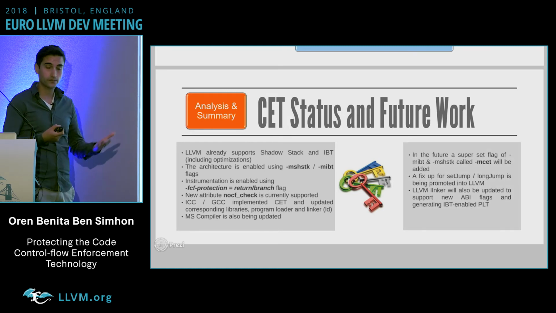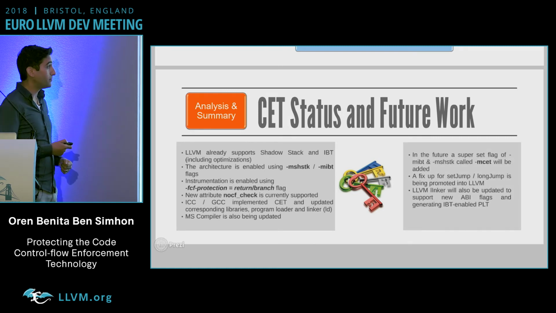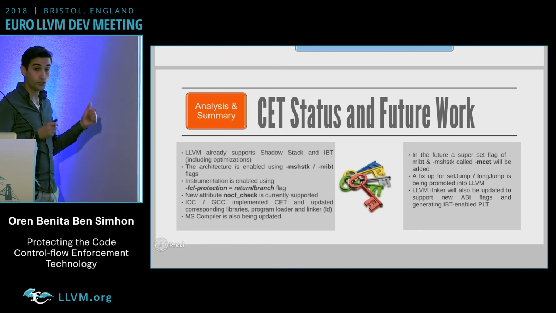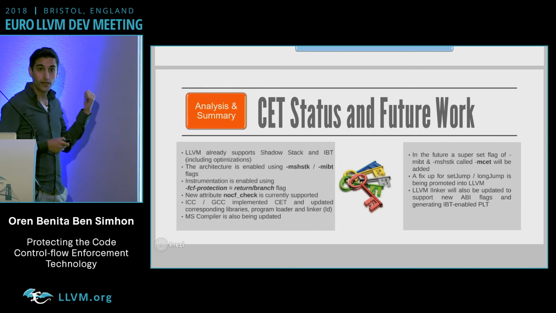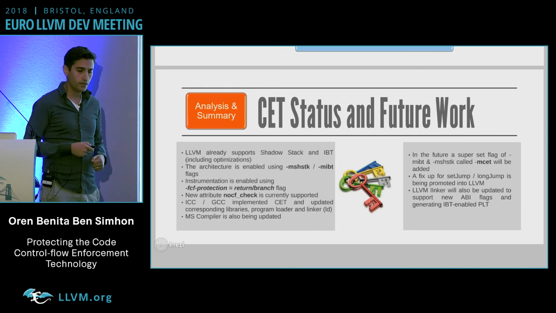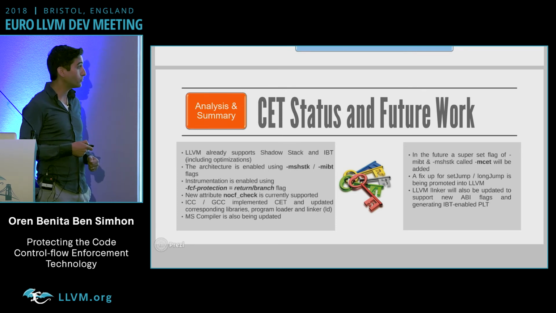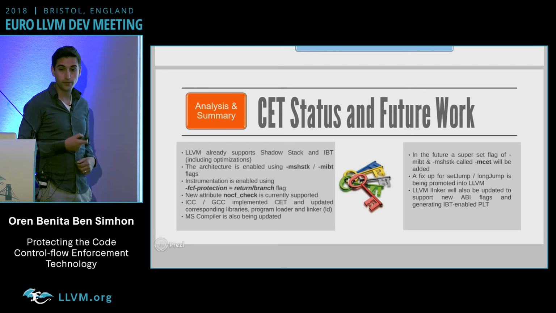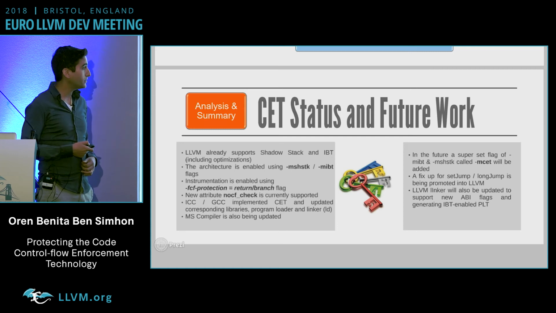What will we have next? -mcet is a superset flag for those two, -mibt and -mshadowstack. This will also be in the future. A fix-up for setjmp and longjmp, the case that I showed before, is also being promoted into LLVM. The LLVM linker will also be updated to support new ABI flags and to generate an IBT-enabled PLT.